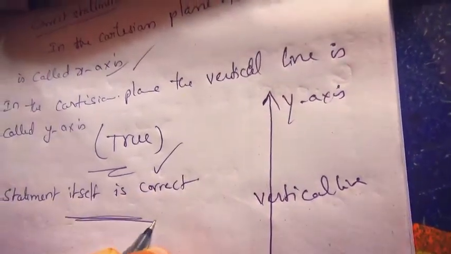Okay, here is the solution. Next sum: the point which lies on both the axes is called origin. Is the statement correct? The point which lies on both the axes.